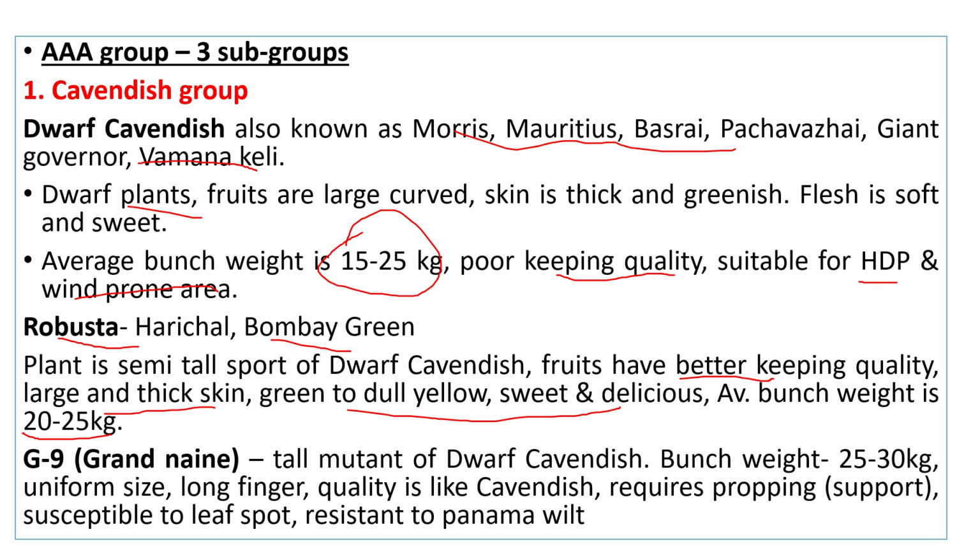The next variety coming under Cavendish group is G9 or Grand Naine. It is a tall mutant of dwarf Cavendish. The bunch weight is 25 to 30 kilogram. Uniform size, long finger. Quality is like Cavendish, but it requires propping since it is tall. That means it requires support when the fruit bunch has emerged. Susceptible to leaf spot and resistant to Panama wilt.